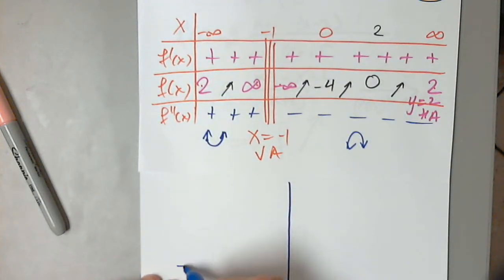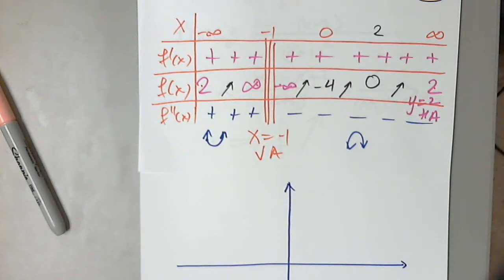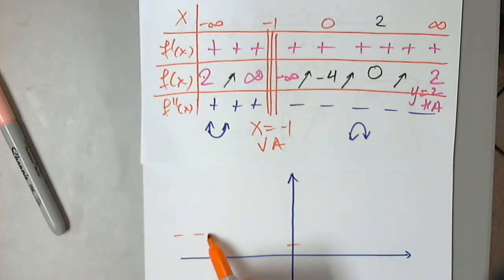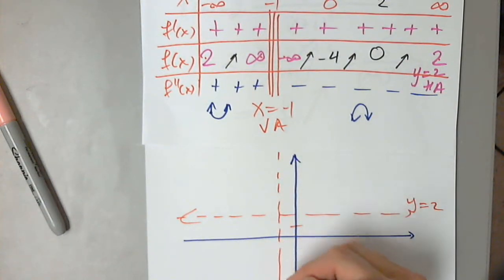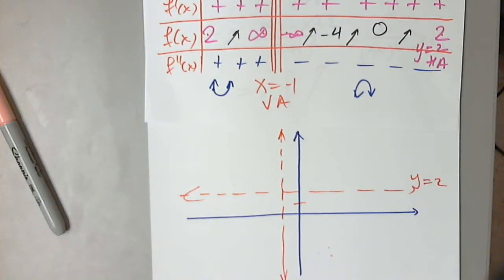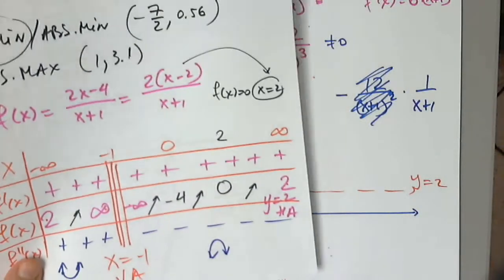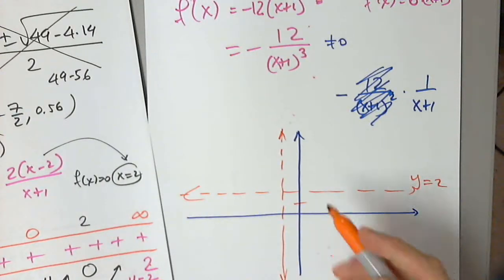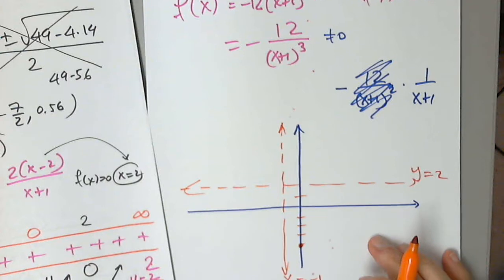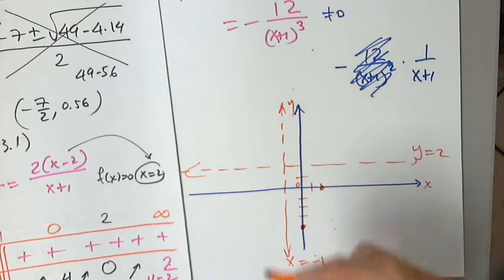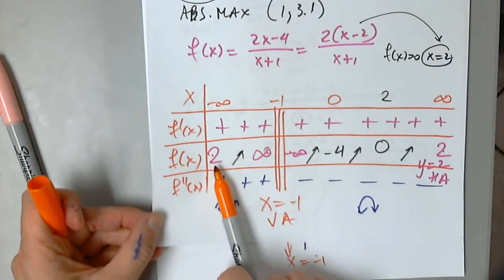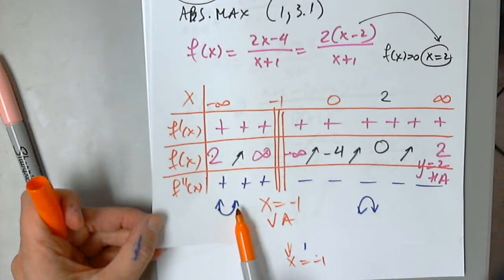So when we graph functions with asymptotes, we have to graph the asymptotes first. So this function has two asymptotes, a vertical and a horizontal. Okay, now I see 2 points basically. I see (0, -4), and I see (2, 0). The function goes from 2 up to infinity, opening upward.